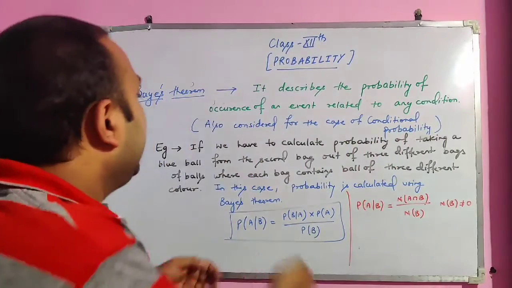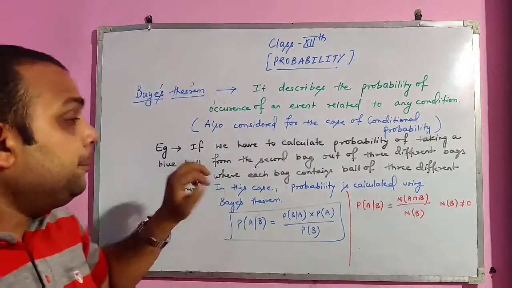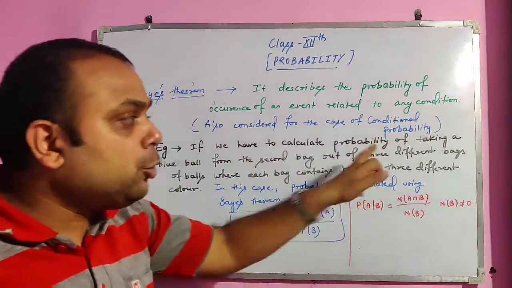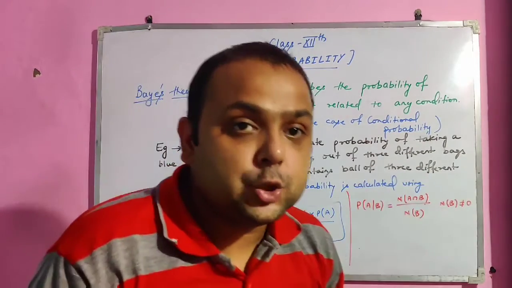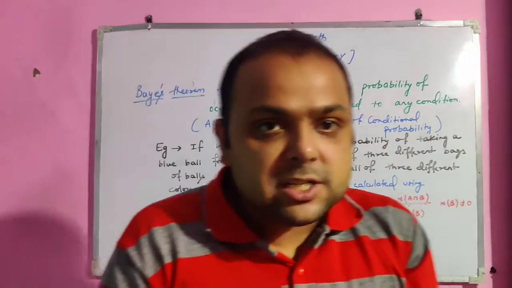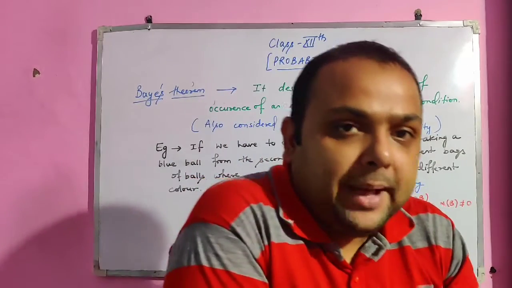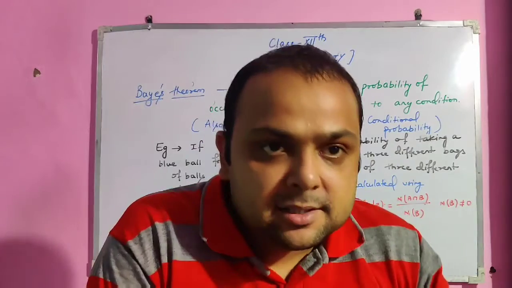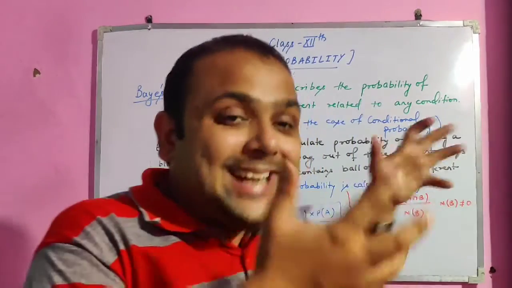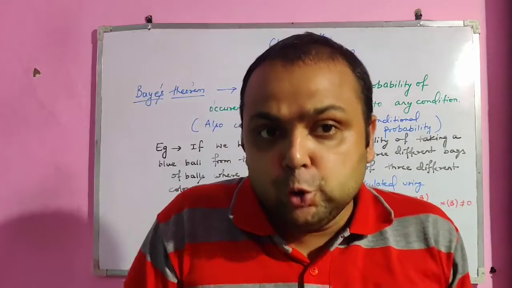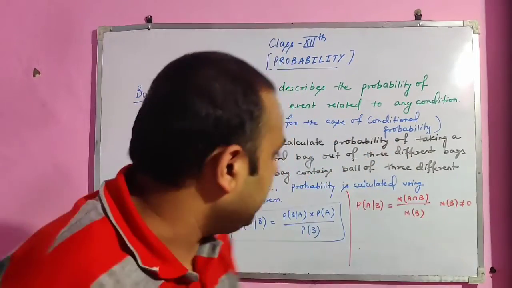For example, if we have to calculate the probability of taking a blue ball from the second bag out of 3 different bags having balls of 3 different colors, there are 3 conditions here. First we have to calculate the blue ball from the second bag. We have 3 bags each carrying balls of 3 different colors. So for that particular case I am going to use Bayes theorem to simplify or to solve our problem.